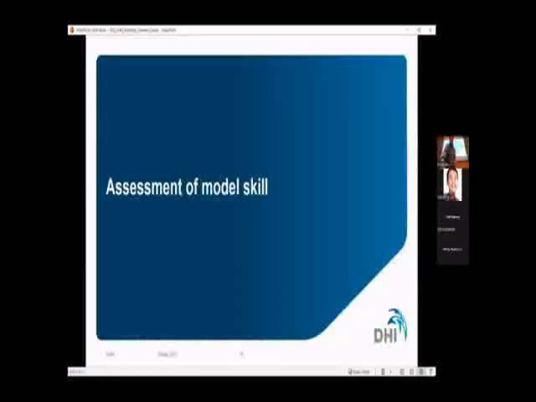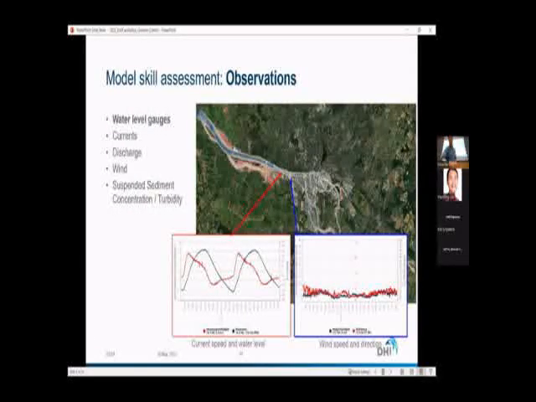So how good or bad is our model actually? Let's do a quick assessment of the model skill. And for this, of course, we need observations. Lucky for us, the Elbe River is actually quite a well measured, observed river. We will be focusing on water level observations in this talk, but we also would be able to access currents, discharge, wind, or even suspended sediment concentrations and turbidity.